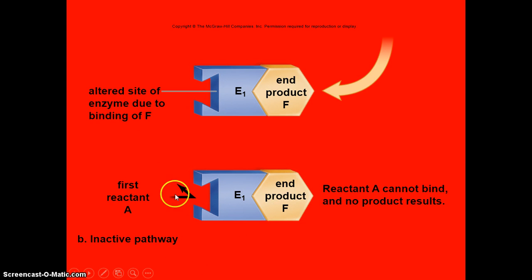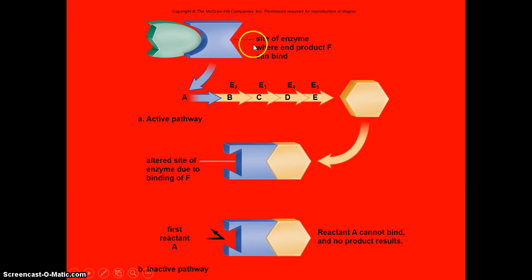This is an inactive pathway where this is altered. This where A should bind is altered because there's so much end product that the end product will stop the ability of the first reactant to fit into the site on the enzyme. So the site of the enzyme where F binds, we have so much of F built up that it actually will go into this site here and change the shape so that A can no longer fit into the enzyme to continue this pathway.